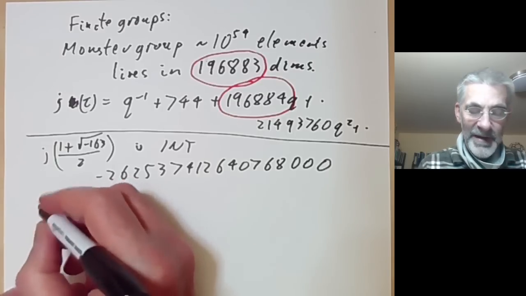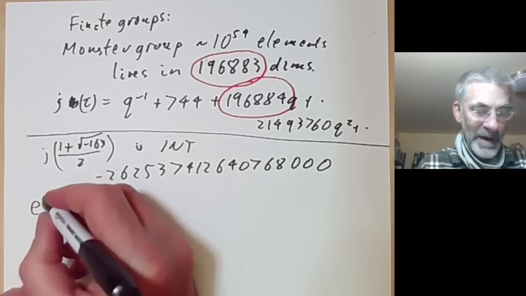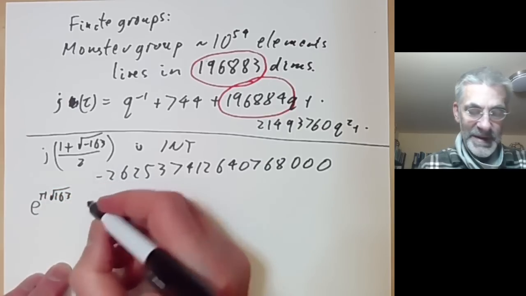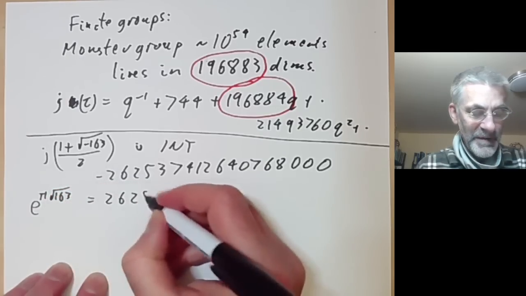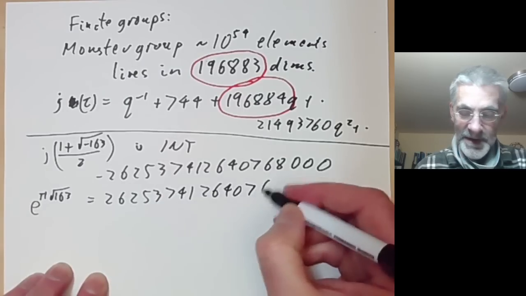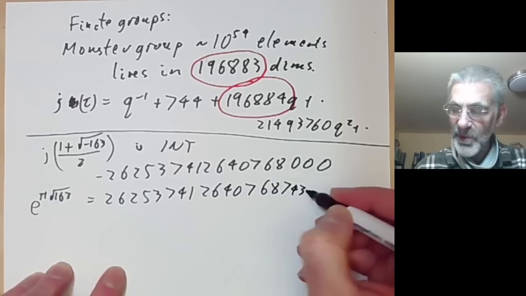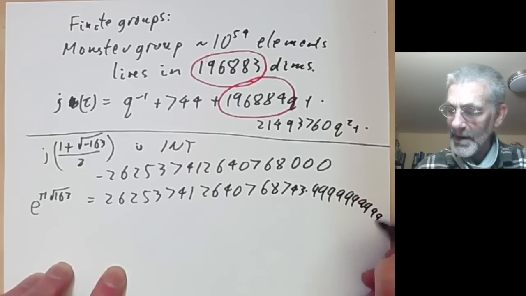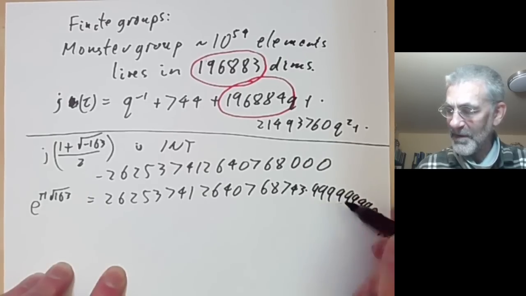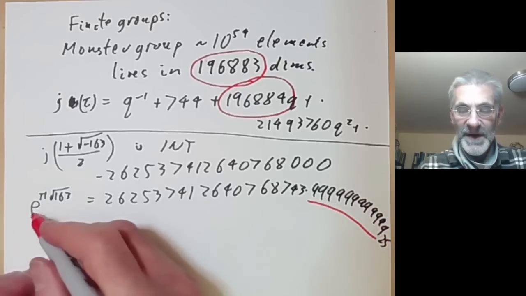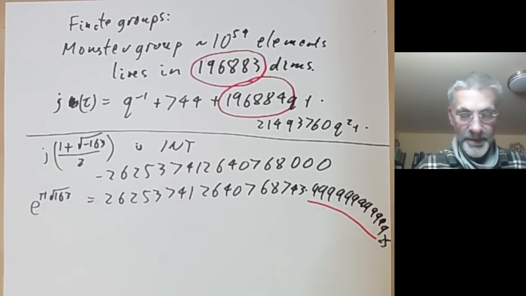This is related to another rather freaky coincidence, which is that if you take e to the pi root 163, this is 262,537,412,640,768,743.99999999999925. So we've got this incredible list of nines at the end. This is very close to being an integer.